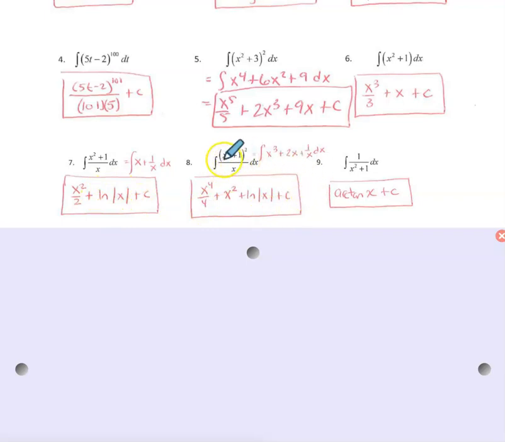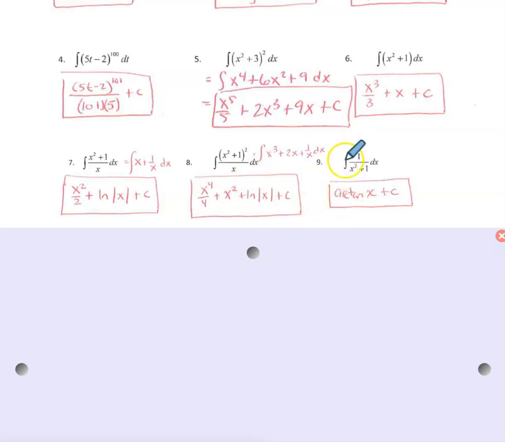Number 8, once again, you have to simplify this all out before you can integrate it. So you'll FOIL to get x to the 4th plus 2x squared plus 1, and then you'll divide each term by x. That gets you x cubed plus 2x plus 1 over x dx. And I just realized we didn't talk about this integral notation, so I'll do that in a minute. This integrates to x to the 4th over 4 plus x squared plus the natural log of x plus c.